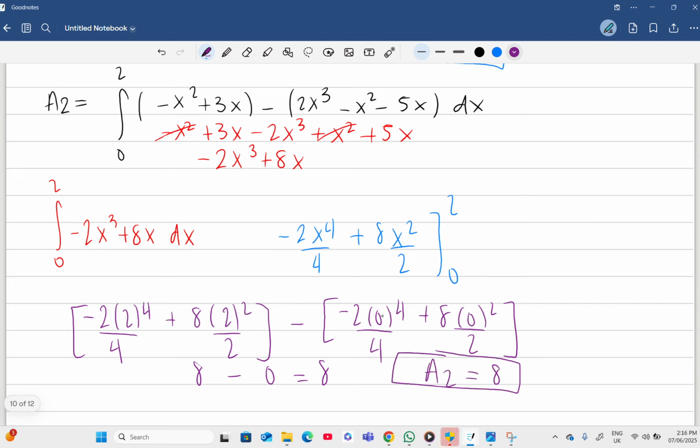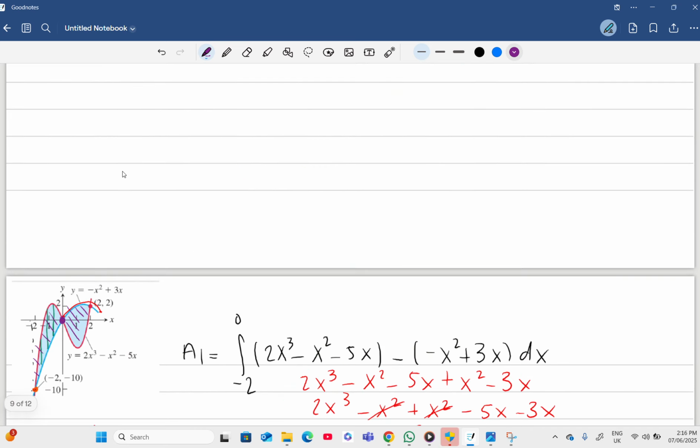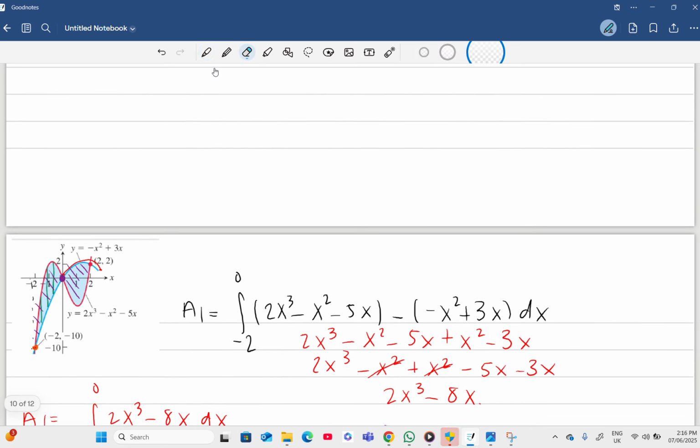Now how do I find the total area of both of them? So now I need the area for both of these together. What am I going to do? I'm going to do A1 plus A2, which is 8 plus 8, which gives me 16. So the 16 is my final area.